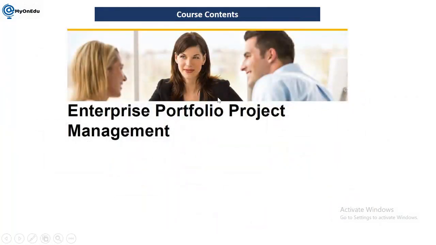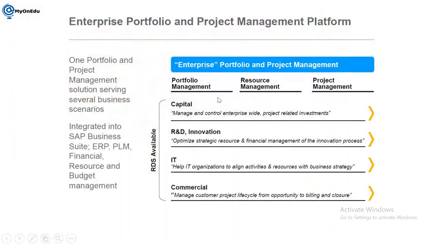Now let us understand enterprise portfolio project management. To understand the complete management of your portfolio, starting from proposals, how they are finalized, then executed and delivered, we can look from the perspective of portfolio management, resource management, and project management. In EPPM, all the different levels of management are involved: higher management, mid-level, and associate level.